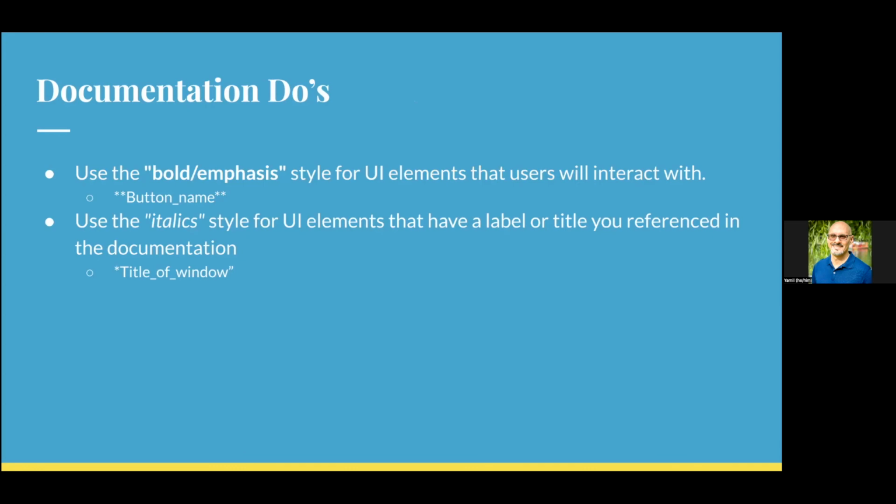The first one is pretty straightforward. If you're writing documentation that references something that the user will interact with, like a button, and you're writing out that button name, use the bold style in Markdown for that button name, which in this case will be 2 asterisks. If you're just referencing a UI element that we're not going to interact with, but just the title of a section, the title of a window, then use the italics Markdown style. So that's 2 simple examples of things that we have in our style guide.